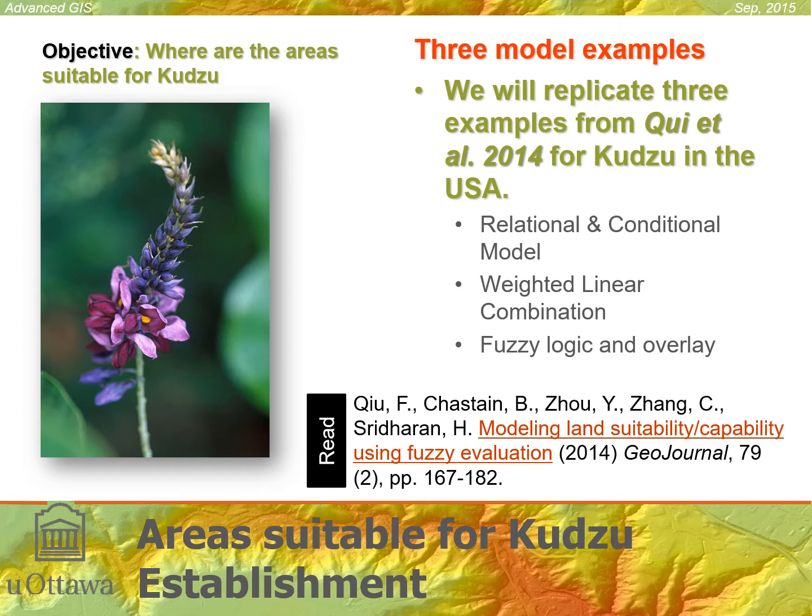One is a relational conditional model, the other is a weighted linear combination, and the last one is a fuzzy logic based model. And these are reproduced from a 2014 paper by Qi et al. that looked to determine suitability for Kudzu in the United States. And you'll find this reading, and it's a good idea to read it over quickly or peruse it, in the Module 5 section for the modeling.